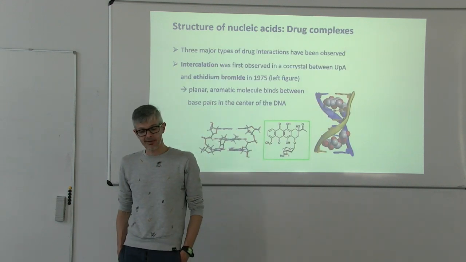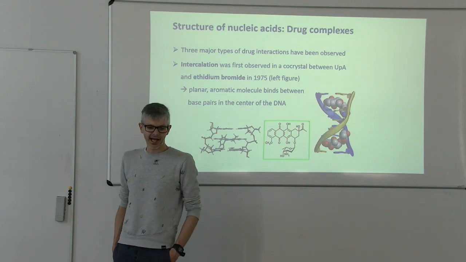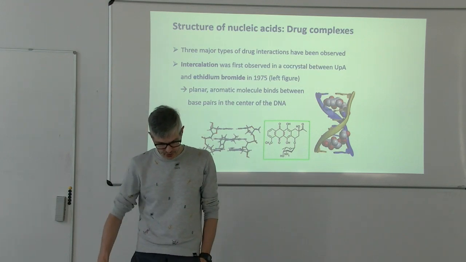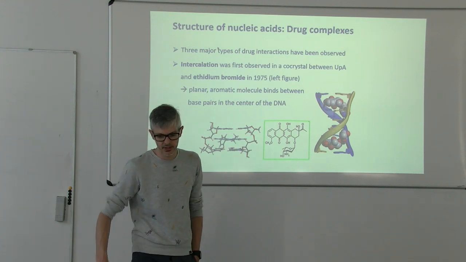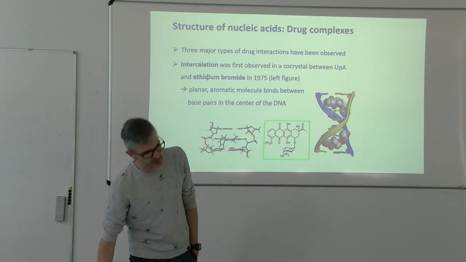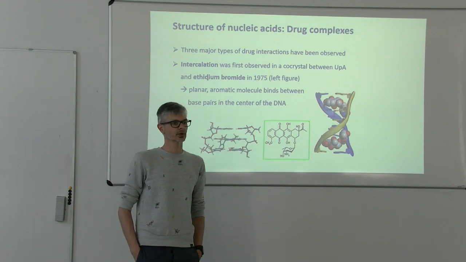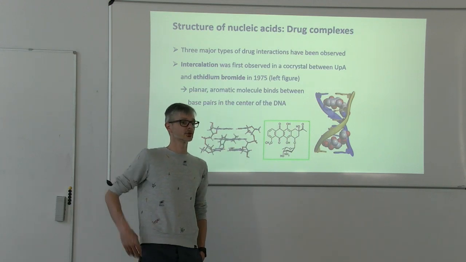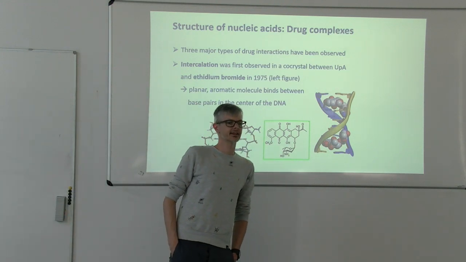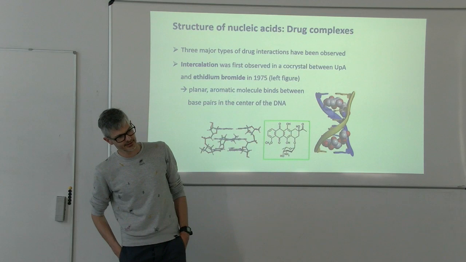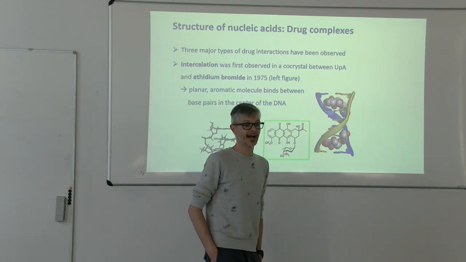And then something about the interactions. So you can actually have 3 major types of interactions. And the first one probably already rings a bell. Ethidium bromide. For what do you use that? Gel staining. Gel staining, indeed. But why then did we not use it anymore?